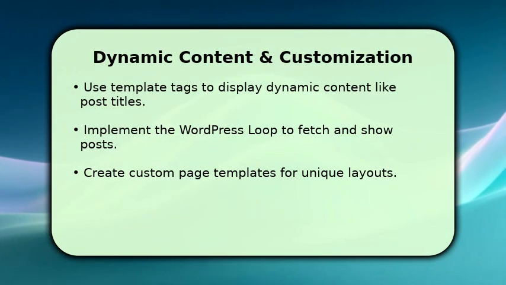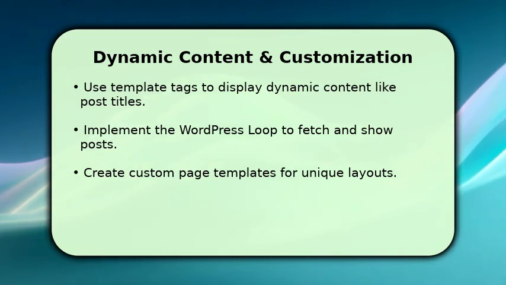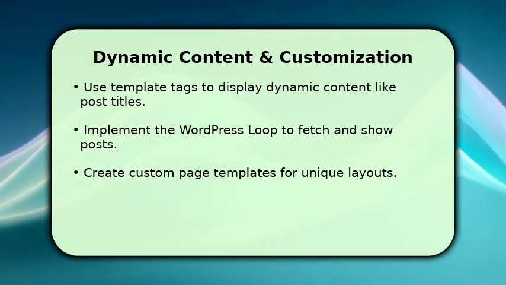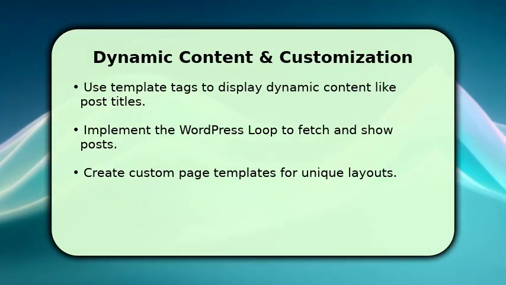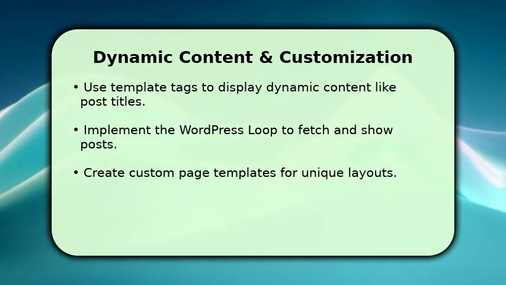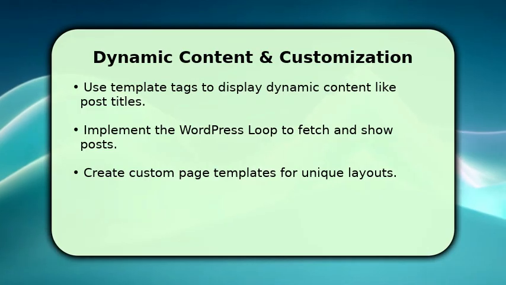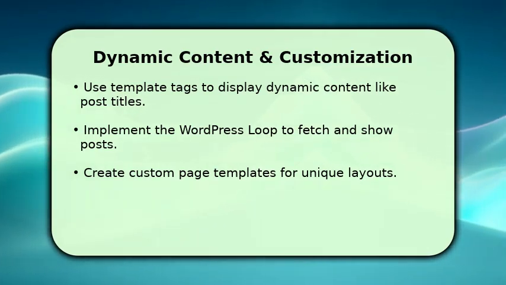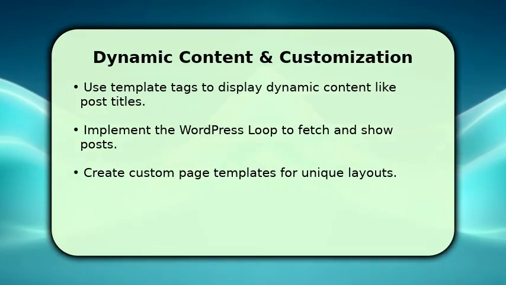To make your theme dynamic, you'll use WordPress template tags to display information such as post titles, content, and author details. The WordPress loop is fundamental. It iterates through posts and pages, presenting them on your site. You can also create custom page templates, offering unique layouts for specific pages. This allows for significant flexibility and control over how your content is presented.